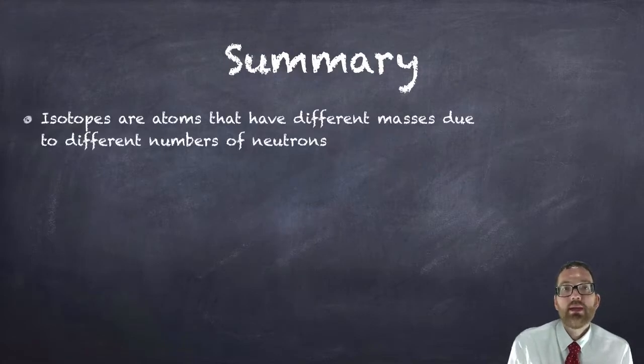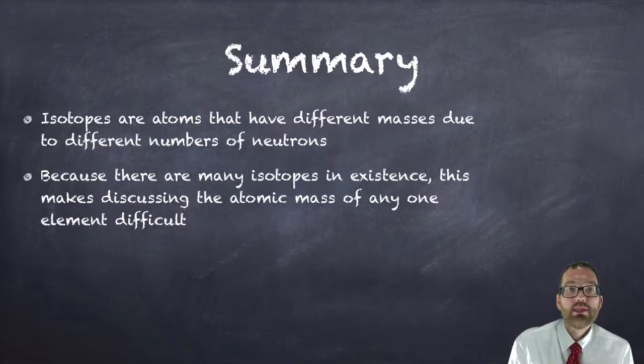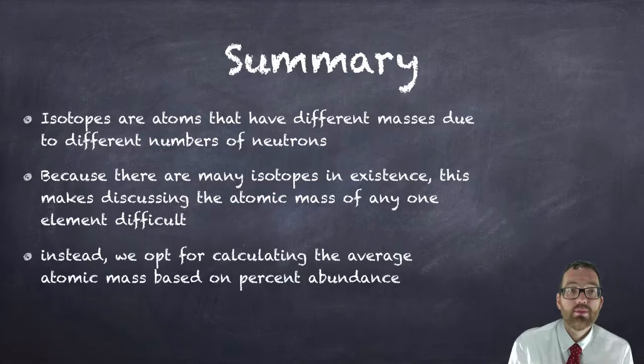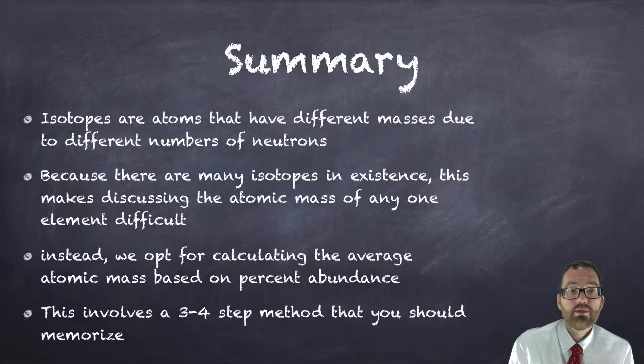So, isotopes are atoms that have different masses due to different numbers of neutrons. That is a definition that you just need to know for the Regents exam. Because there are many isotopes in existence, this makes discussing the atomic mass of any one element difficult. Instead, we opt for calculating the average atomic mass based on the percent abundance of all the isotopes that we know of. This involves a 3 or 4 step process that you need to memorize. This is very typically on the Regents exam, and it's one of the only math things that we learn throughout the year that you can't look up the formula on reference table T. This is just a process that you need to know. So I hope you practice it, and if you need any help, please let me know.